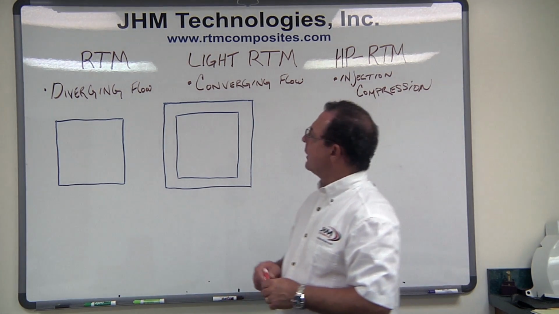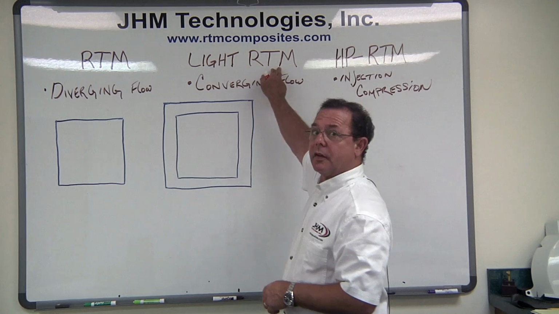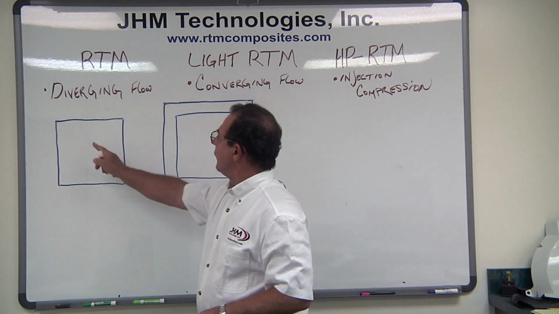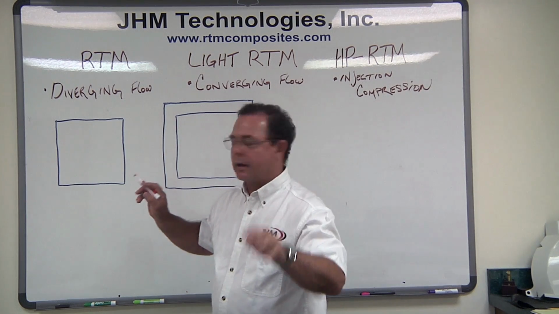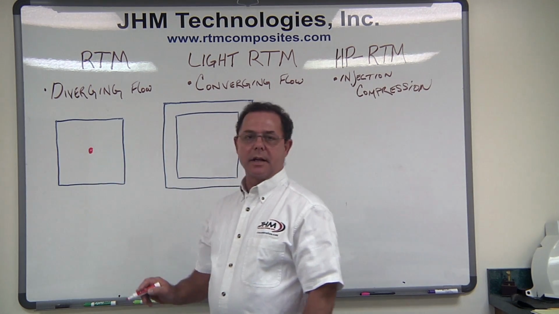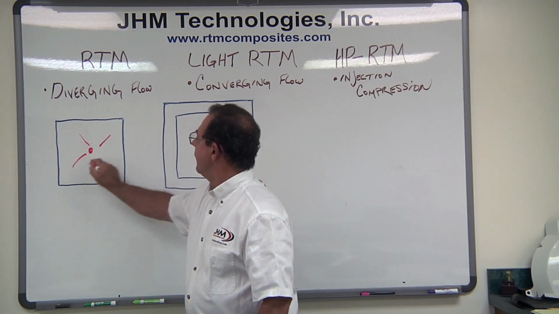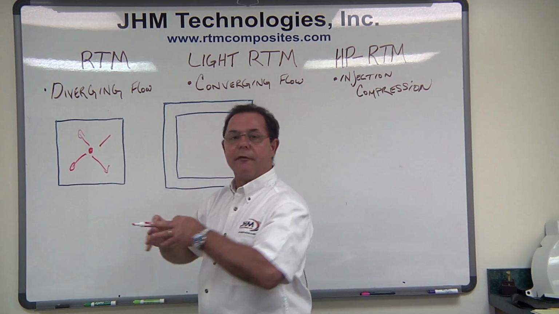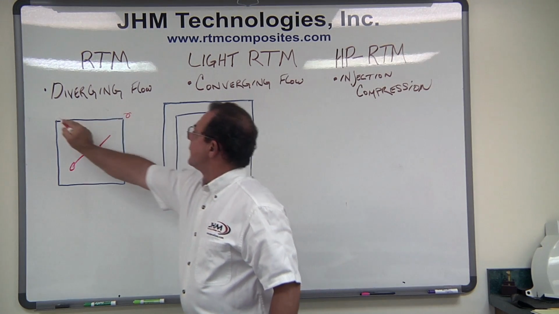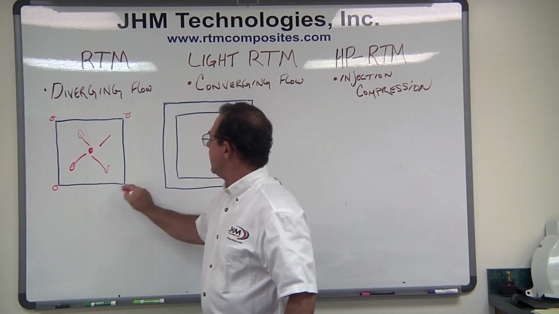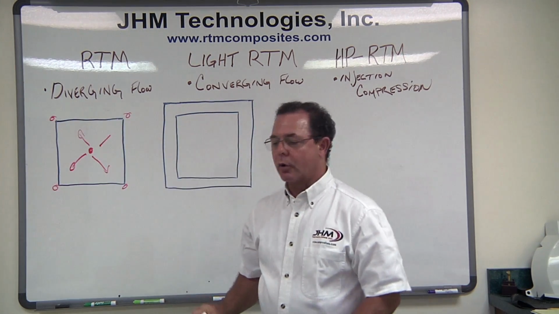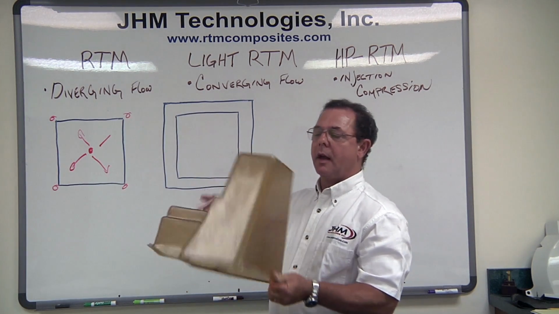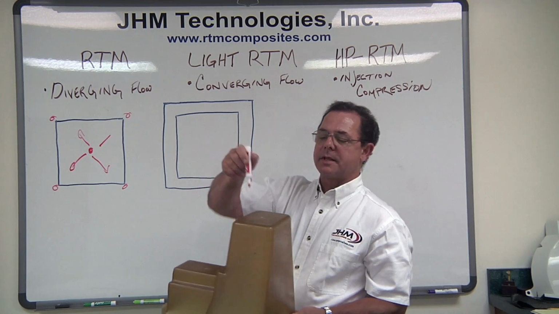So really, what's the difference? Because today we think of RTM light as something new, and it's really not. The process, resin transfer molding, historically would have been inject in the center and have the resin flowing away from the center in a diverging flow path away to vents. If it were a square, just as I've drawn here, we would have a vent in each of the four corners.